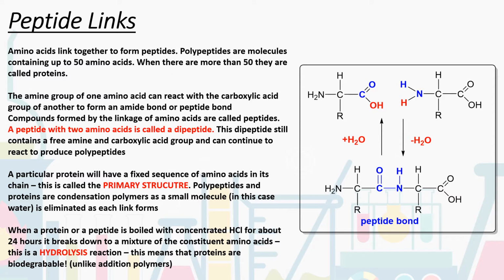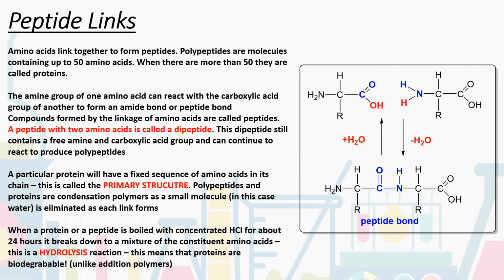Now, if we have a peptide that has been made from 2 amino acids, we call it a dipeptide. So it's slightly funny naming that the molecule is called a peptide. If it's made from 2 amino acids, it's called a dipeptide, even though it's just one molecule. The di bit stands for how many amino acids made it. If it was made out of 3 amino acids, we'd call it a tripeptide, and so on.